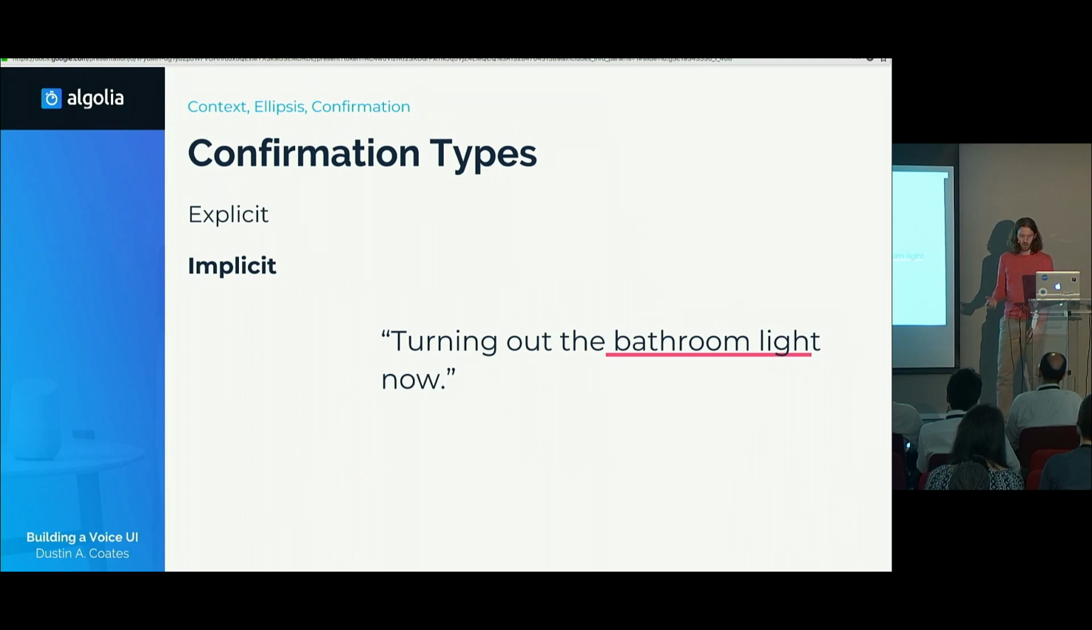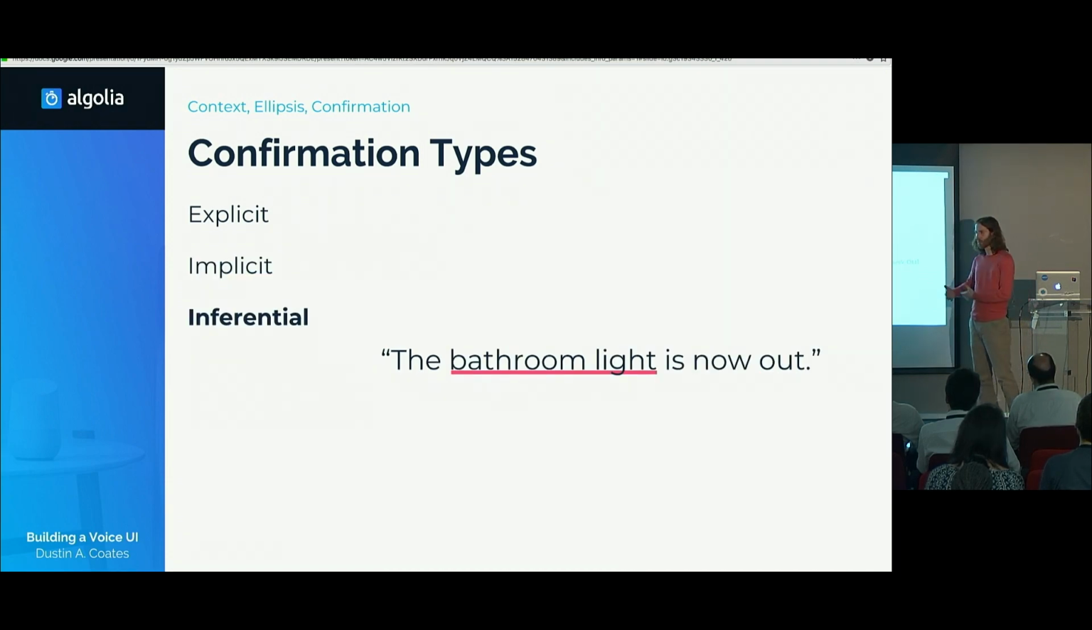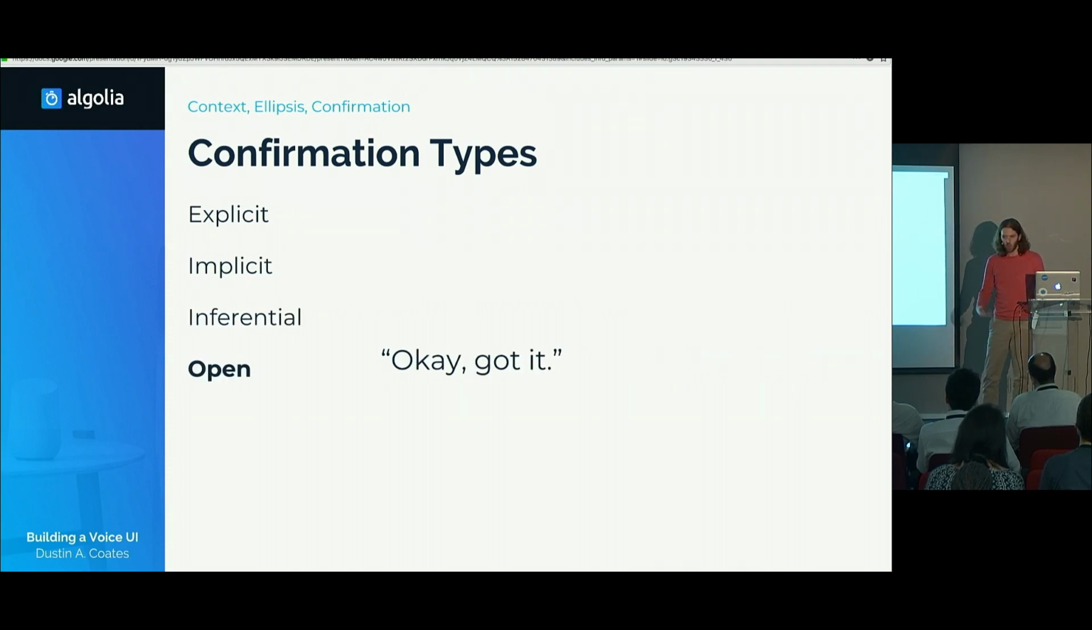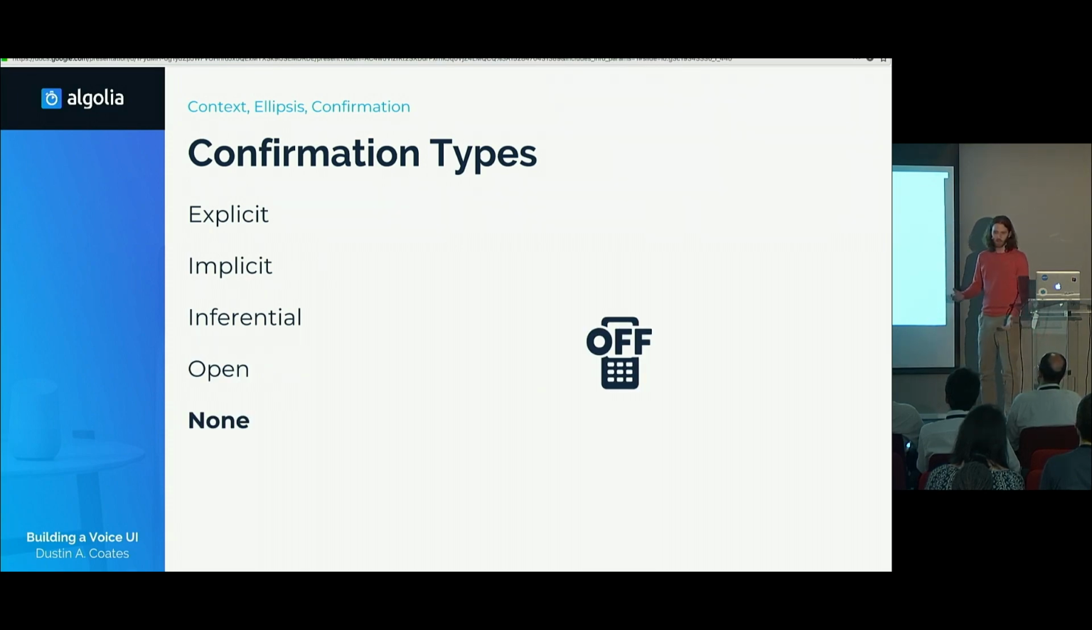There's implicit confirmation. Okay, turning out the bathroom lights. I tell you that I'm about to do something. There's inferential, saying the bathroom light is now out. I did something. There's open. Okay, I got your response, and you're going to trust that I did it. And then there's none. Okay, maybe just the light is out now.